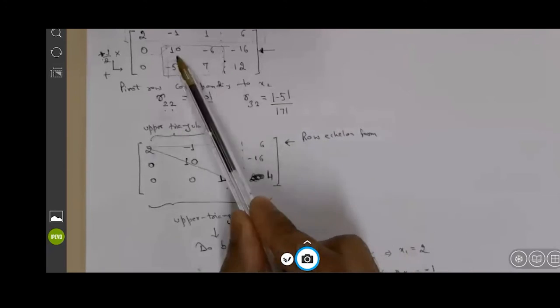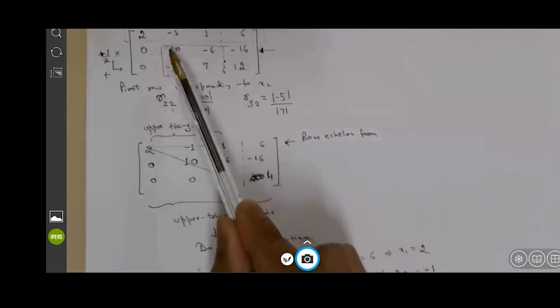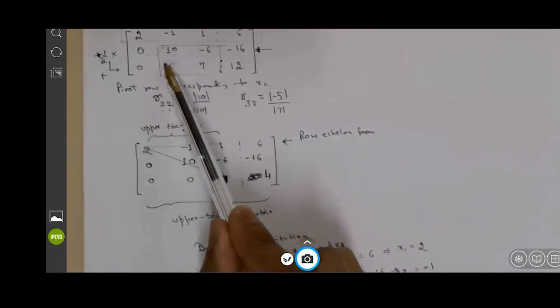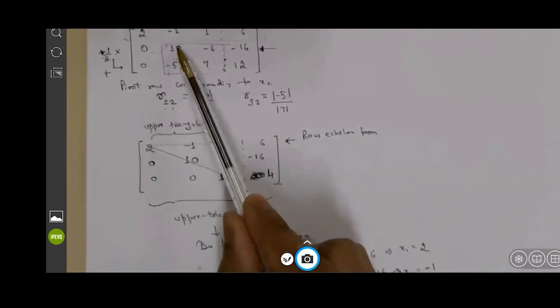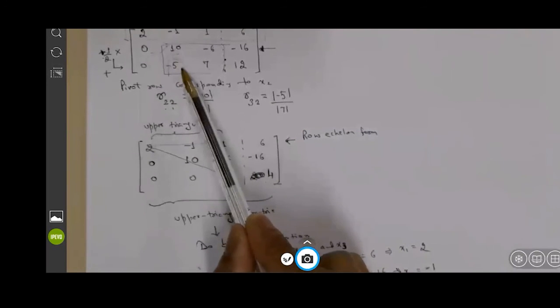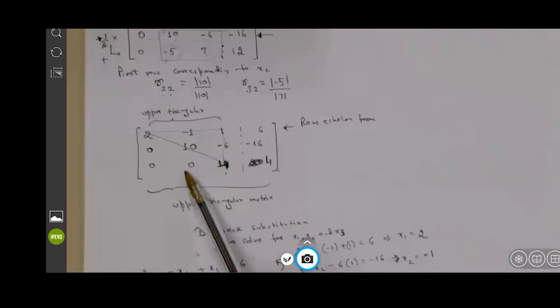So why is it called a pivot row for x2? Because I will use this row to eliminate the coefficient of x2 in the third row. So I use that row, I multiply that by half, add it to here. So when I do that, I made it 0. I eliminated the coefficient of x2. That is why it is called a pivot row. And I'll keep on doing that till I get an upper triangular matrix.